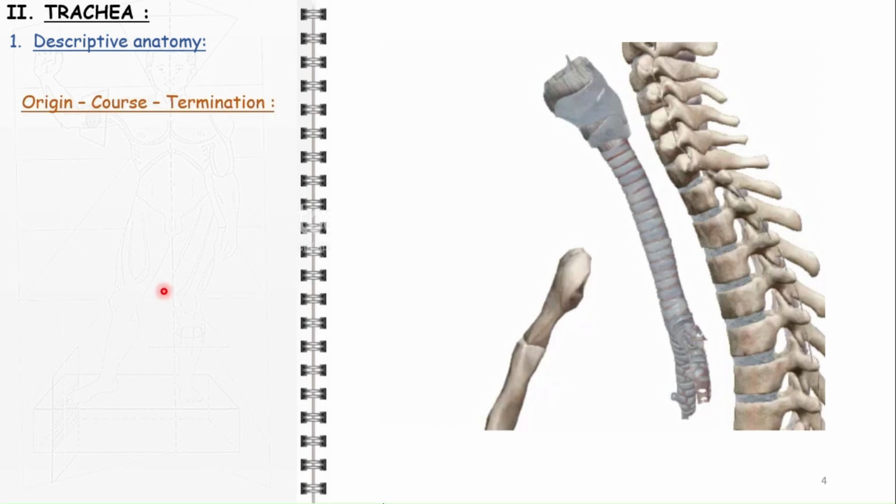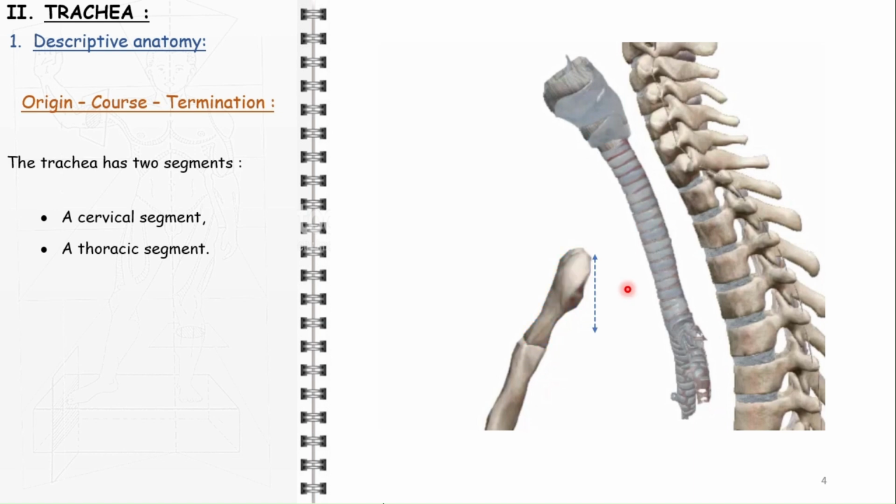The trachea has two segments. A cervical segment, that follows the larynx, extending from the lower border of the cricoid cartilage, contained within the visceral sheath of the neck, and moves obliquely downward and backward in the subhyoid region, ending at the upper border of the manubrium sterni. And a thoracic segment, that occupies the upper part of the middle mediastinum, extending from T2 to T4, where it terminates by bifurcating into the two main stem bronchi.